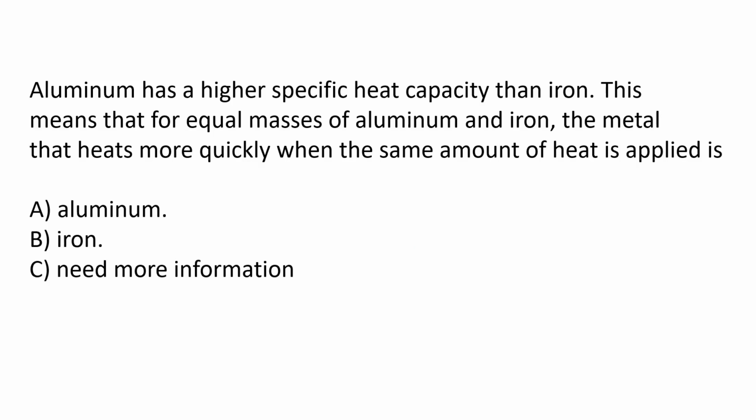Okay, the answer here is iron. This is one that a lot of students miss at first, because you're used to thinking, okay, a high value means it should happen faster, right? And it doesn't work that way for specific heat capacity. So the higher the specific heat, the more energy you need to change any of the temperature. Iron has a small specific heat, meaning a little bit of energy will change its temperature a lot more than aluminum would.